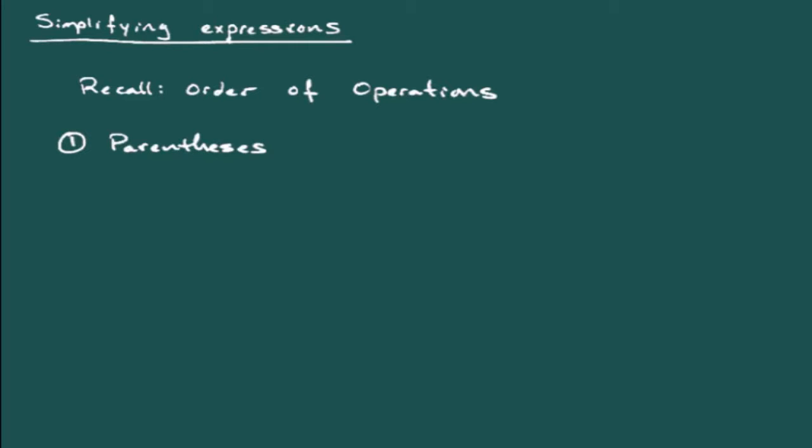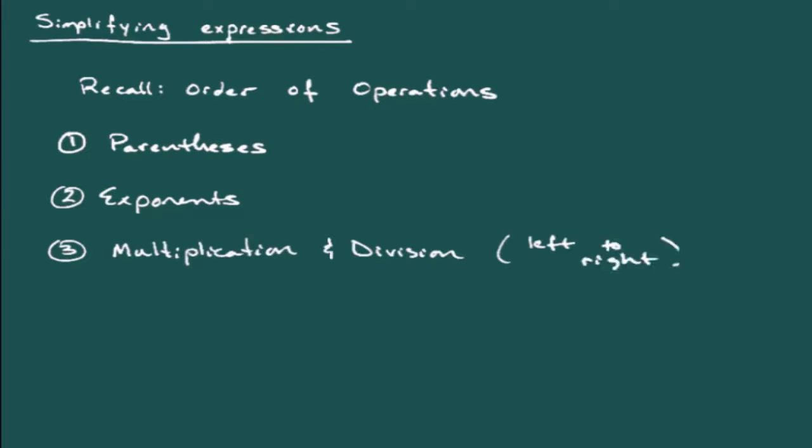So if somebody specifically wants to say, I want you to do this operation first, that's what the parentheses, or the grouping symbols, are there for. The second step in the order of operations is to evaluate any exponents. Then coming up with the third step is multiplication and division.